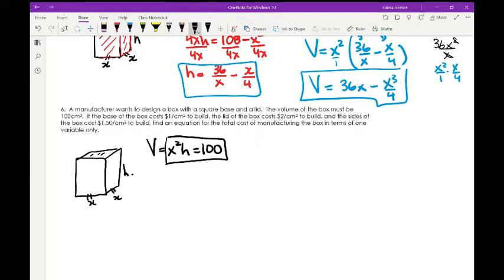The base costs $1 per square centimeter to build. The lid costs $2 per square centimeter to build. And the sides of the box cost $1.50 per square centimeter to build. So let's talk about that. That's called a rate or a unit cost.